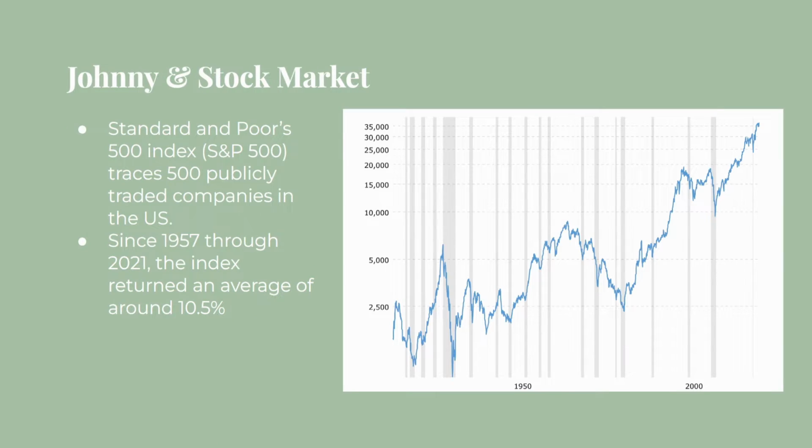So let's take a look at what Johnny's going to be doing with this $5,000. Johnny will invest in the stock market as it has a higher yield compared to a savings account. The S&P 500, which stands for the Standard & Poor's 500 index, is an index of 500 publicly traded companies inside the US. Since its inception in 1957 to 2021, the annualized average return is around 10%, 10.5% to be precise. But we're going to go on the conservative side, and let's state that Johnny earned a 7% return.